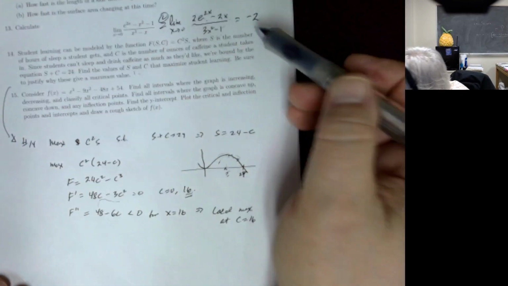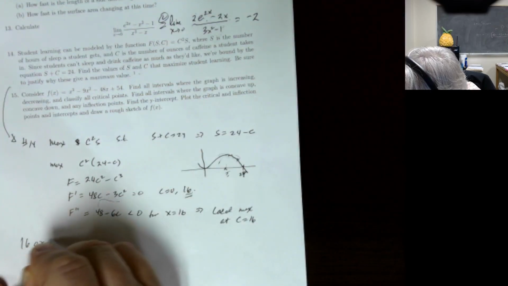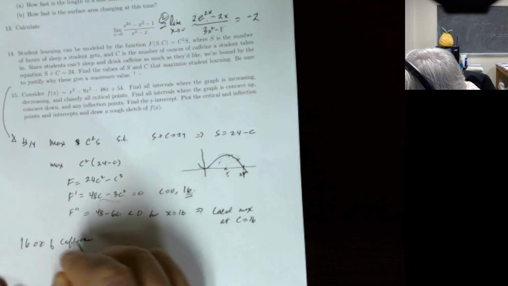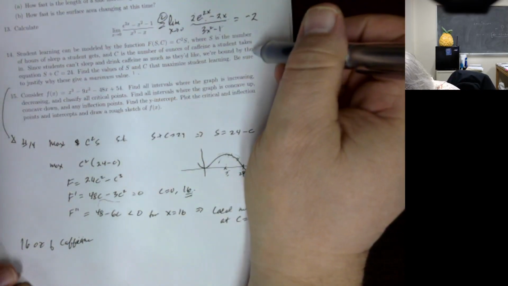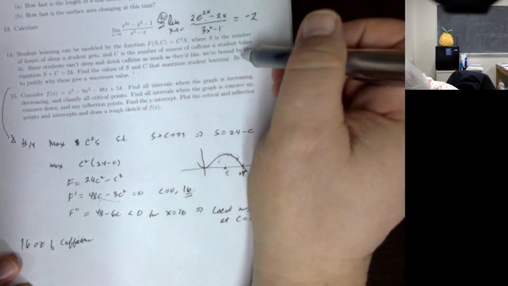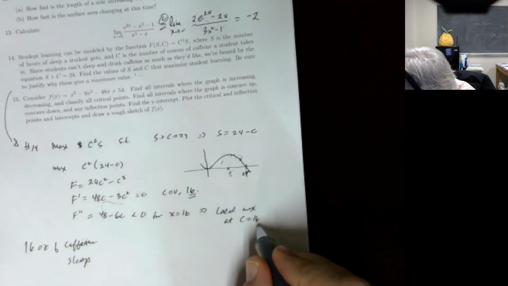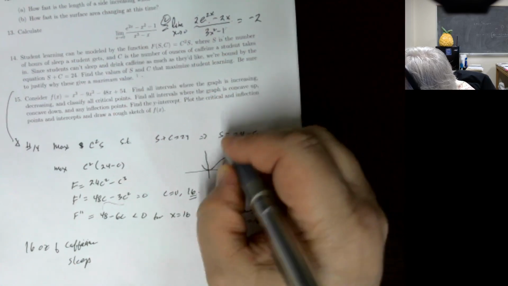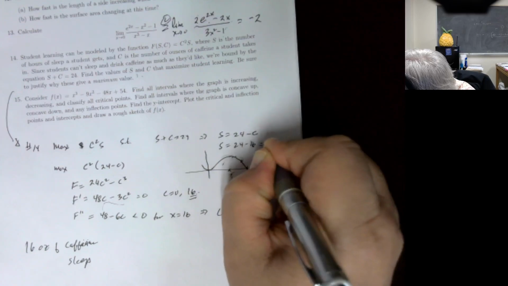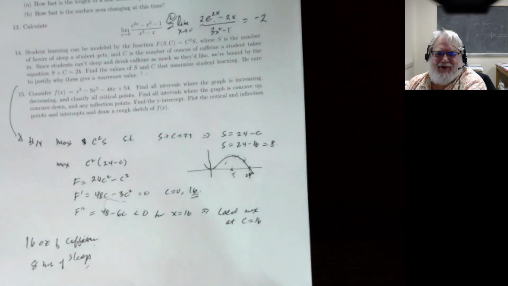So what is c equals 16? c is the number of ounces of caffeine. So you've got to have 16 ounces of caffeine. And then what's S? The number of hours of sleep. So what's S going to be? If c is 16, sleep is 24 minus 16. Is that equal to 8? Who gets 8 hours of sleep? 16 ounces of caffeine and 8 hours of sleep will give you your max. Good.